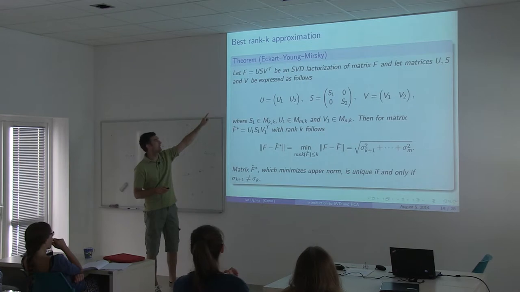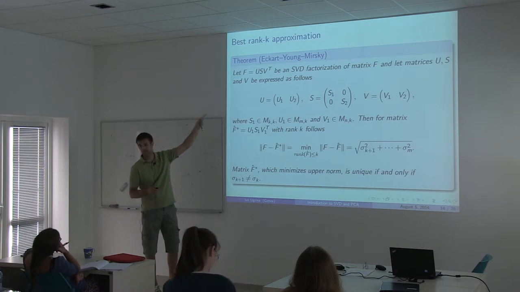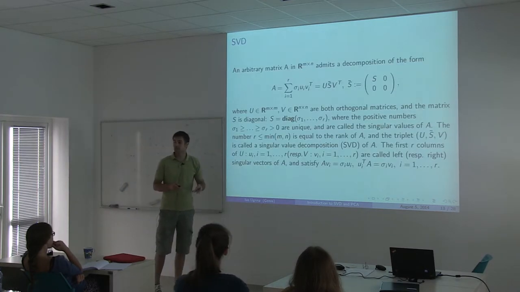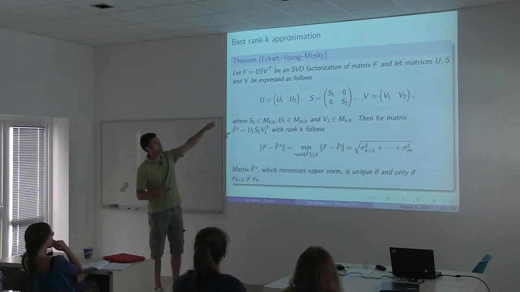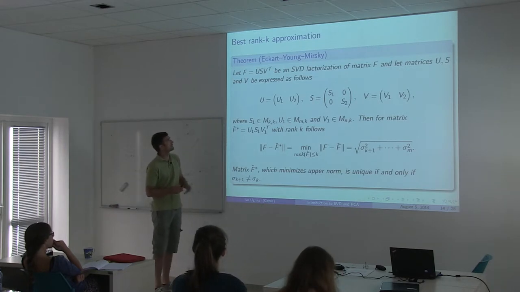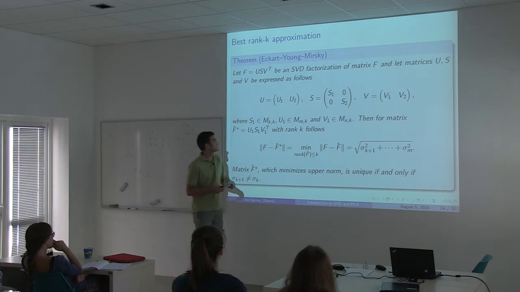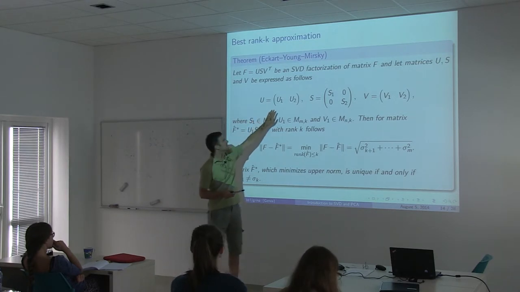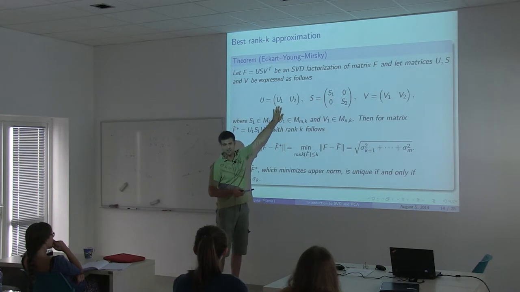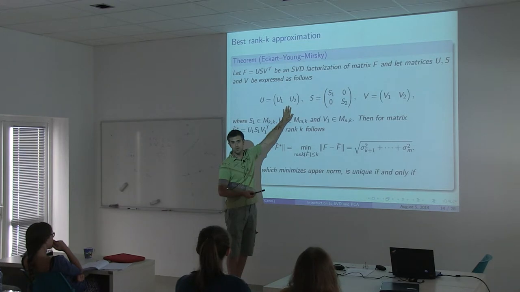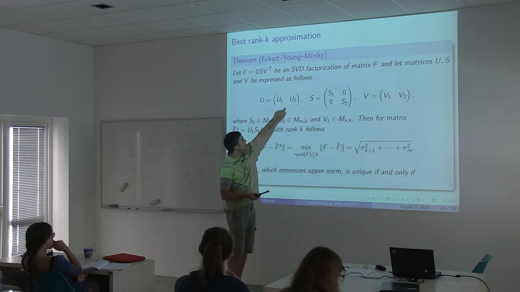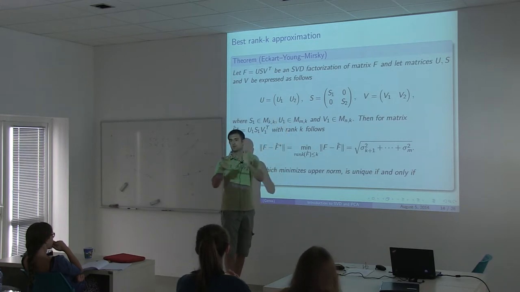Let F be some matrix written as U S V transpose. We said before that you can decompose any matrix into that, right? That's basically the SVD factorization of matrix F, and matrices U, S, and V can be expressed as follows. You have matrix U. You can take the first R columns and generate a new matrix, and the last columns, R plus 1 to N, you can call U2. So from one matrix, you can create two matrices just by choosing different columns.